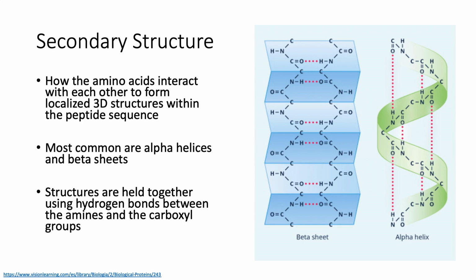You can have one long chain that bonds to itself in a similar fashion with the hydrogen bonding, and you can get alpha helices. It creates a helical shape within the protein backbone, and these are the main types of secondary structure that you can get. There are other ways that the protein can interact with itself and form different structures, but these are the major 2. These structures are held together using hydrogen bonds.